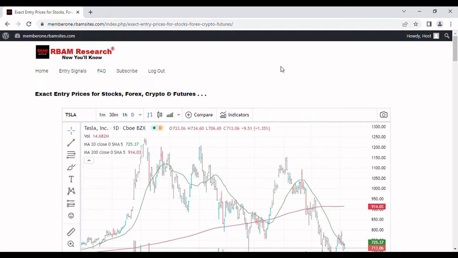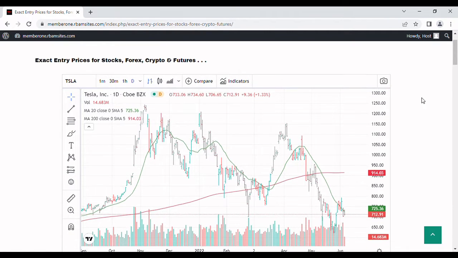Okay, we're going to do a brief video here today on Tesla stock analysis and Tesla stock prediction. We're taking a look here at rbamresearch.com's algorithmic entry prices, and they're below this chart, so we'll get to them in just a minute. The chart we've got pulled up here is a daily chart of Tesla.